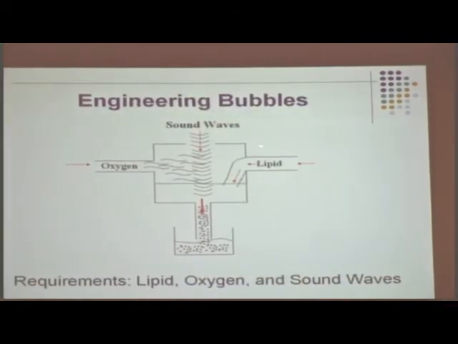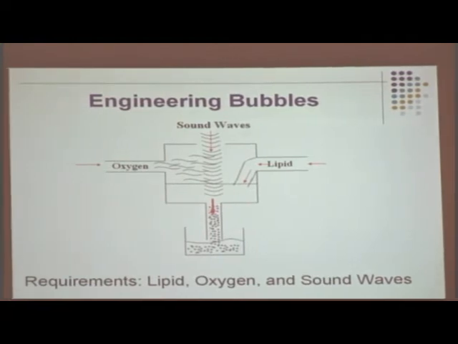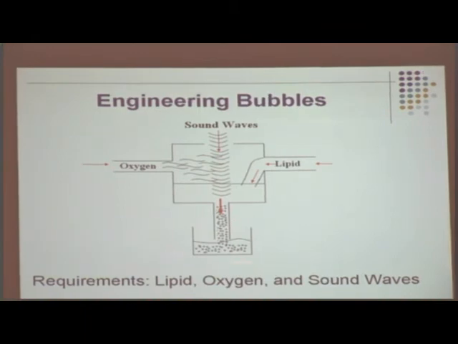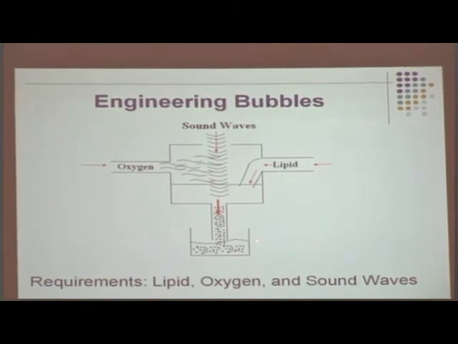What we had was a machine with a chamber. It was a metal chamber, so you wouldn't actually see any of this. We had oxygen flowing in from one side and lipid from the other. The lipid would sink down because it's more dense, and oxygen would be on top. But in order to make the bubble, we would apply sound waves, and the sound waves would shake the water. When the water started shaking, we would trap the oxygen inside and bring it in. Then we would collect this in the beaker.